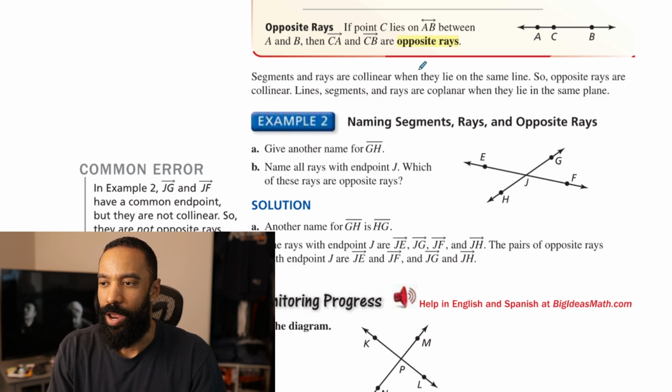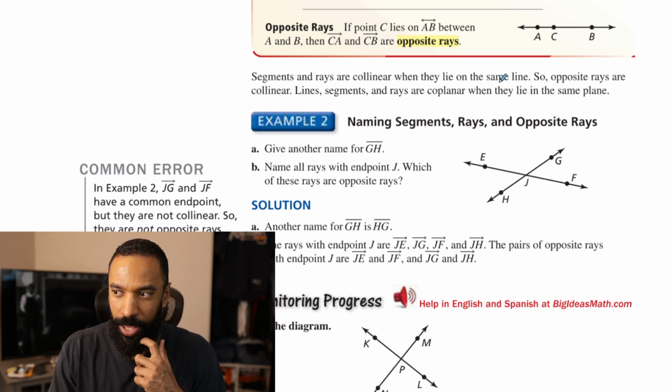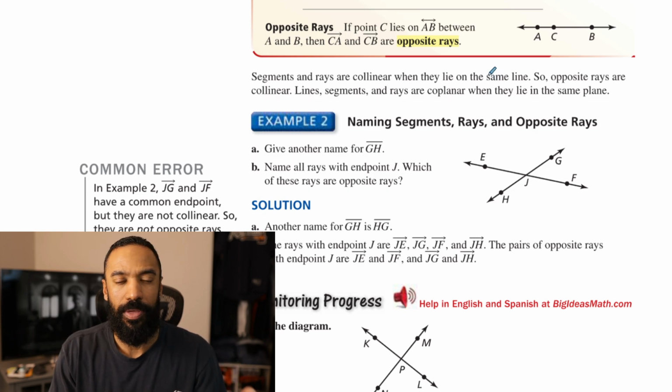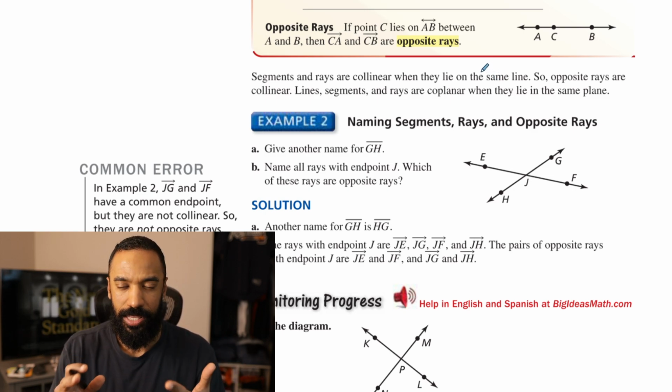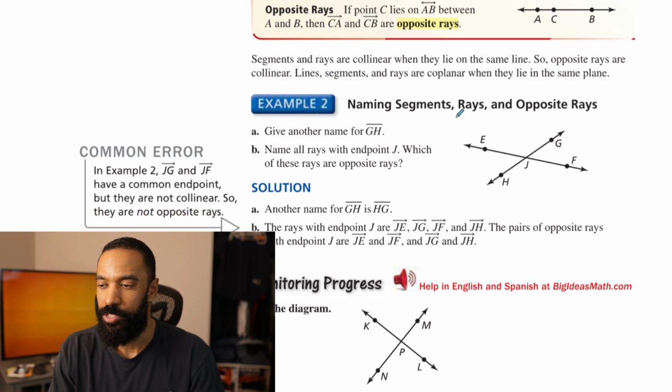Okay, segments and rays are collinear when they lie on the same line. So opposite rays are collinear. That's what I was saying. Lines, segments, and rays are coplanar when they lie in the same plane. So the same thing, it's not just points that are said to be these things. It's also segments and rays and lines in some cases.